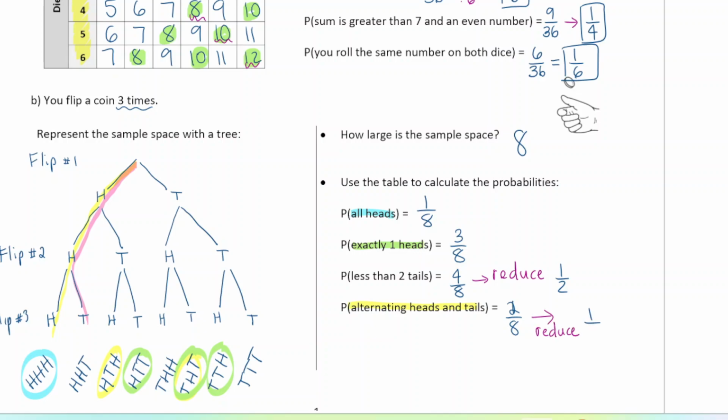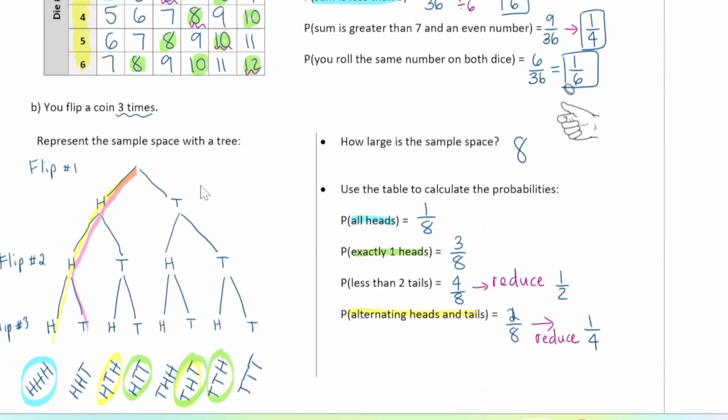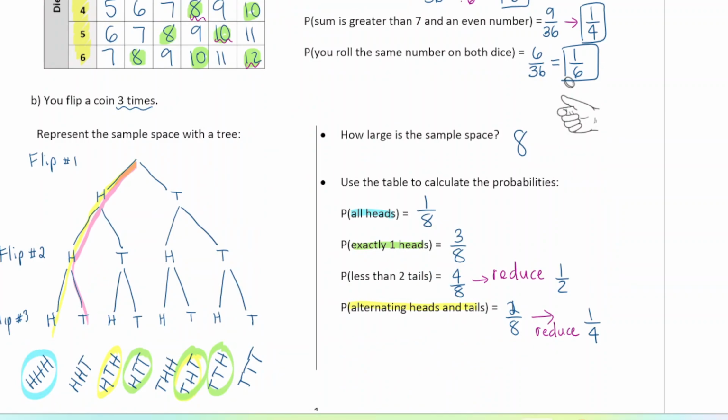So we can use a tree like this to visualize the sample space. We especially want to use a tree when there's 3 or more events, or we can use a table when there are 2 events to visualize our sample space. All right, that's the end of the video.